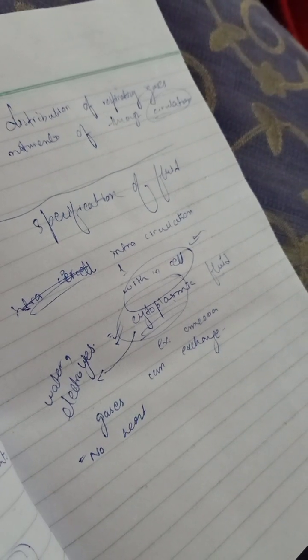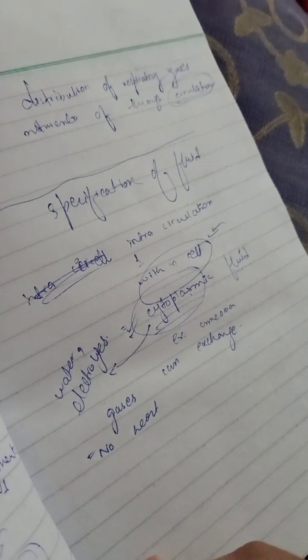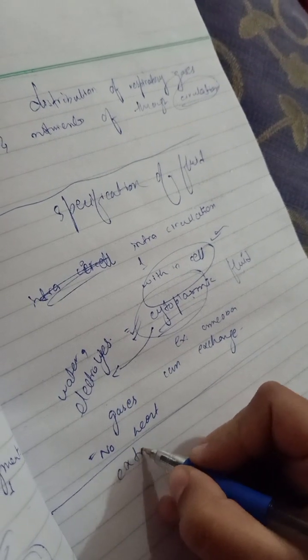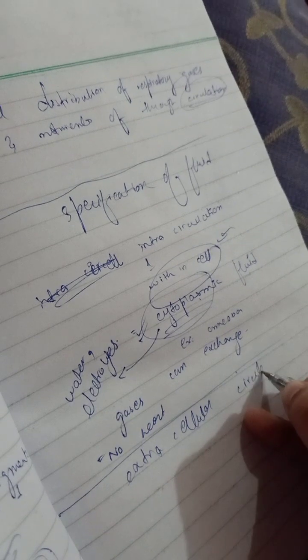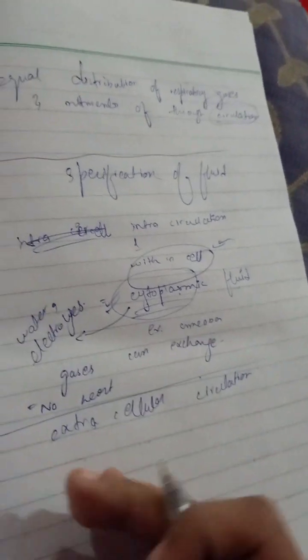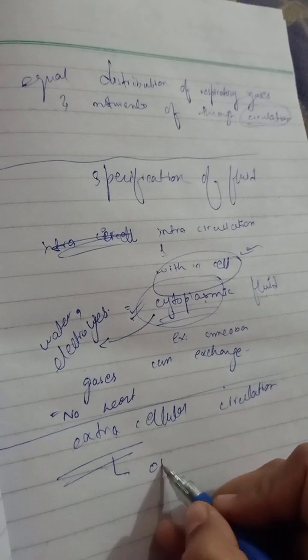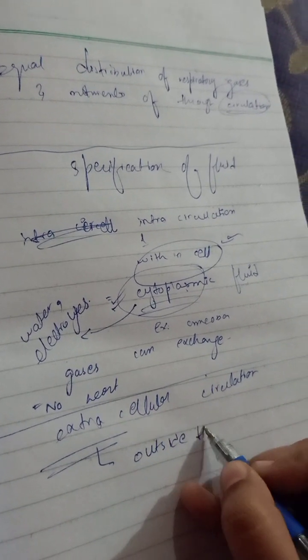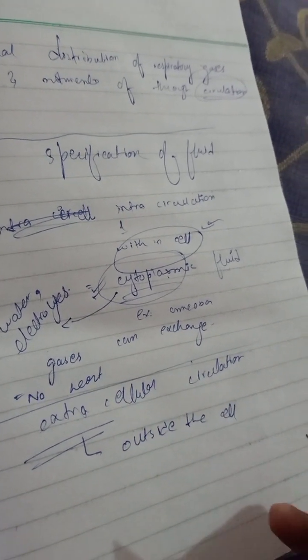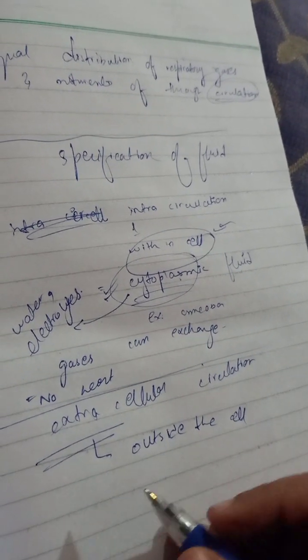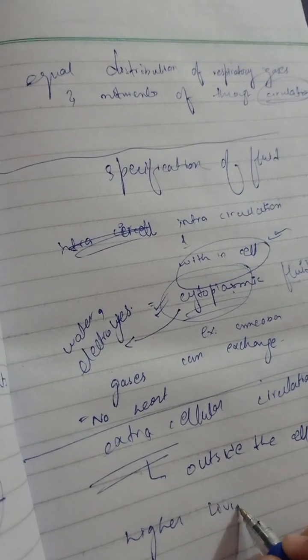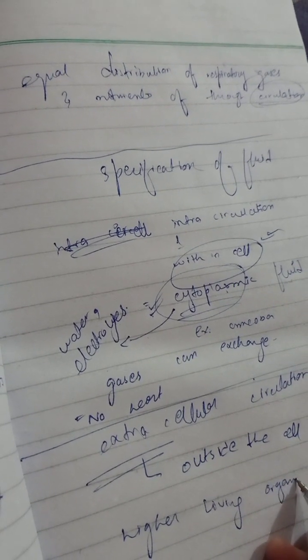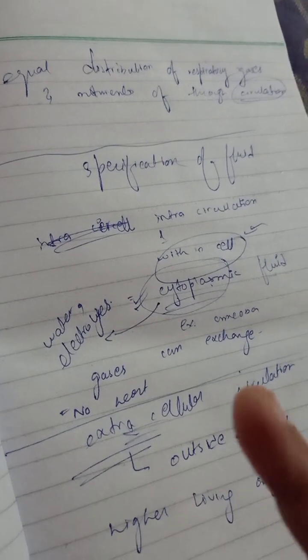Next, if we talk about extracellular circulation, what does it mean? It means outside the cell, or within the cell, or between the cells. This basically occurs in higher living organisms. Through that, we have two fluids.